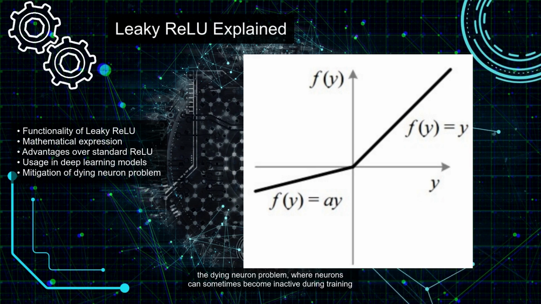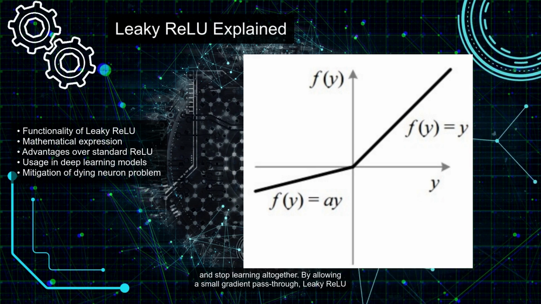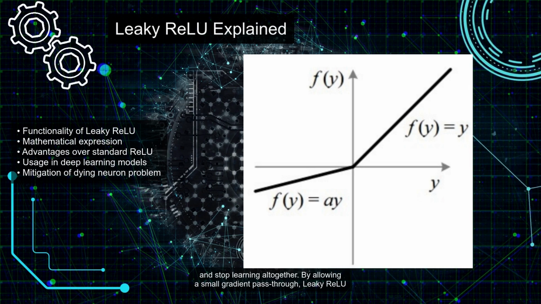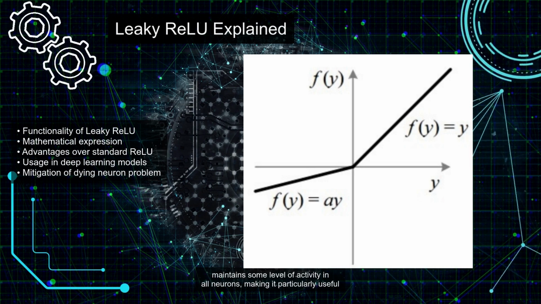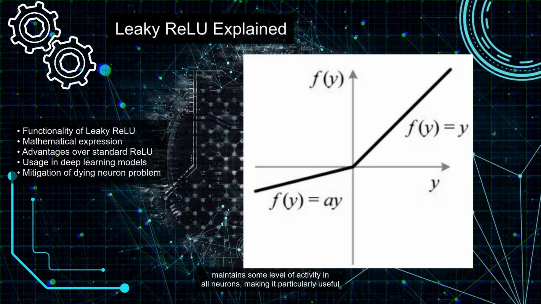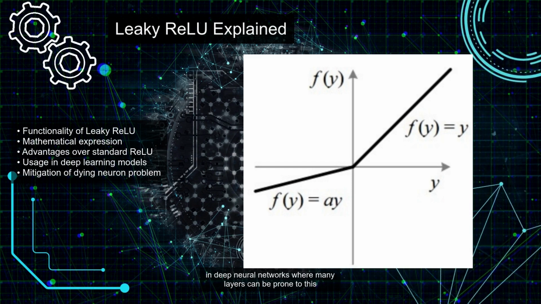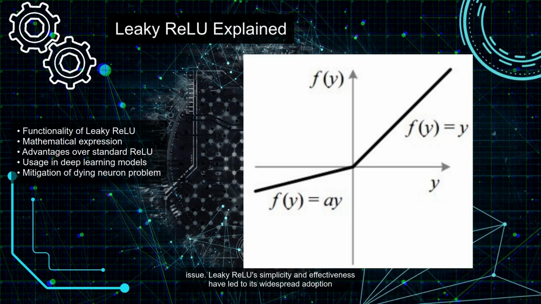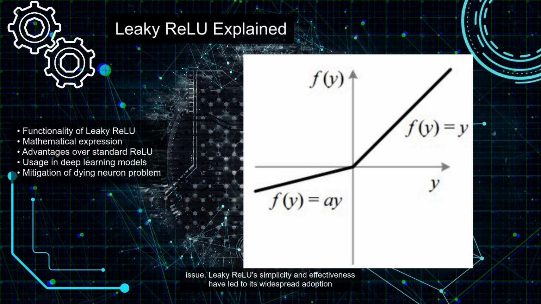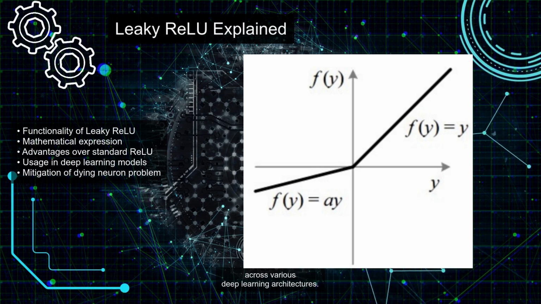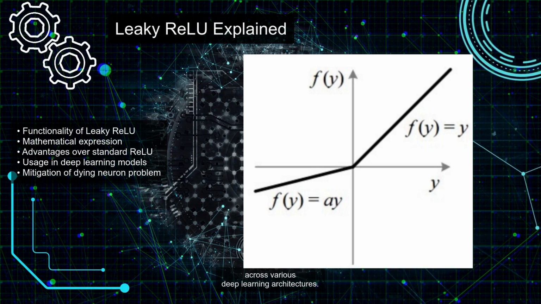This minor modification helps prevent the dying neuron problem, where neurons can sometimes become inactive during training and stop learning altogether. By allowing a small gradient pass-through, Leaky ReLU maintains some level of activity in all neurons, making it particularly useful in deep neural networks where many layers can be prone to this issue. Leaky ReLU's simplicity and effectiveness have led to its widespread adoption across various deep learning architectures.